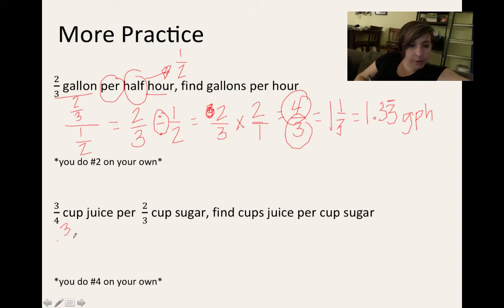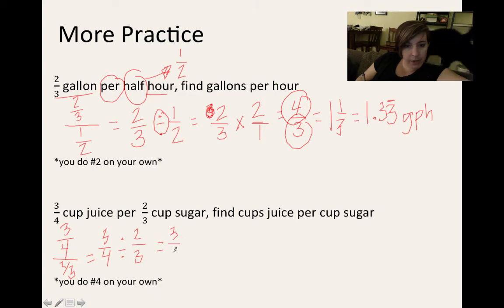So we have 3/4 divided by 2/3. I'm going to rewrite it so it's easier for us to work with. So we have 3/4 of a cup of juice per 2/3 cup of sugar. You're going to find cups of juice per cups of sugar. So the juice has to be your numerator and the sugar has to be your denominator. So we keep the first fraction, 3/4. We switch our sign from a division to multiplication, and then we flip that second fraction. And then we multiply across.